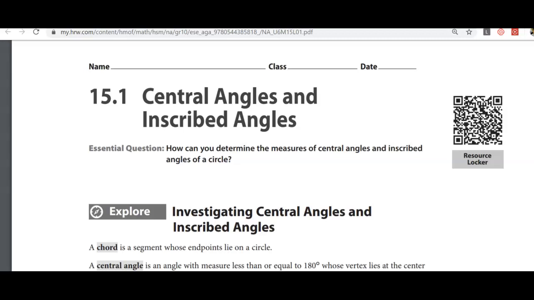Okay. So our lesson is 15.1, central angles and inscribed angles. So that's what we're working with right now. I'm going to give you the definition to those and how you can find the measurement of angles. So our essential question right here: how can you determine the measure of central angles and inscribed angles, all inside a circle? And I will explain to you what those are.